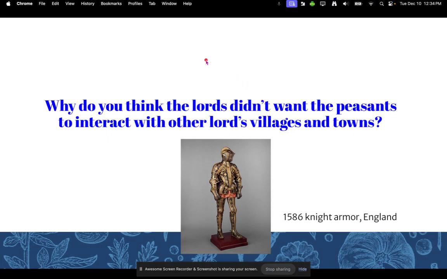So take your best educated guess. Why do you think the lords didn't want the peasants to interact with other lords' villages and towns?